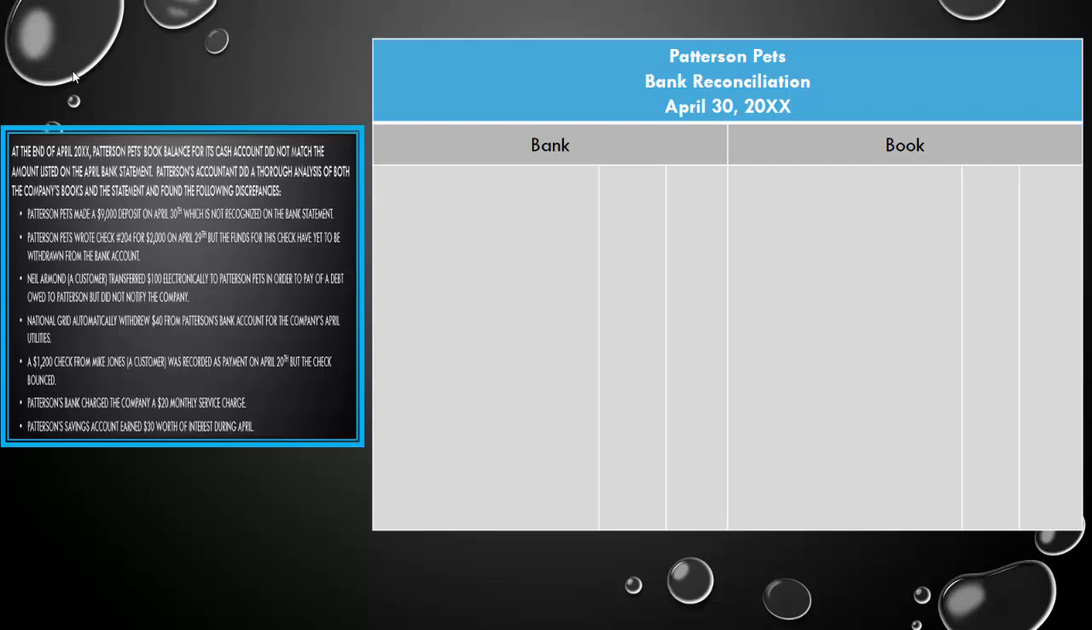We're going to separate it into two separate sections, the bank side and the book side. For both sides, you want to start with the balance that is shown. So the bank side will be whatever number is on your bank statement. Let's just say that when Patterson Pet's bank statement came in, it had a balance of $12,720.